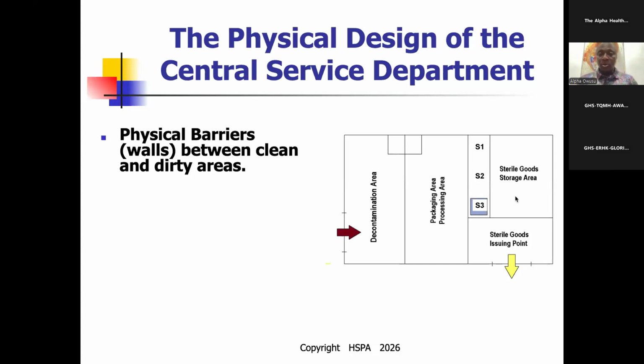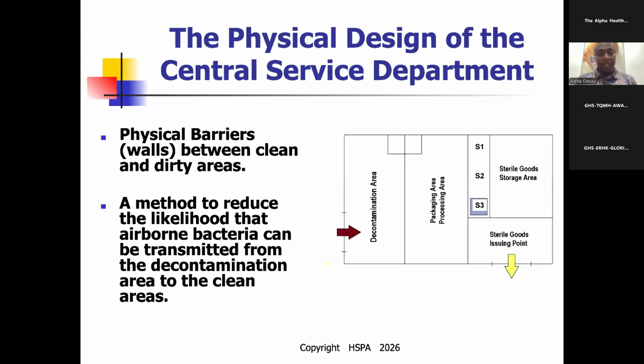And so the prep and pack area is positive, air leaves there. The decon area, air doesn't leave there, rather air comes there, because if air leaves there, you are contaminating the environment. So you don't want to leave the decontamination area barely open to the prep and pack area and to the sterilization area. If you do that, you are contaminating the area. It should be a physical barrier.